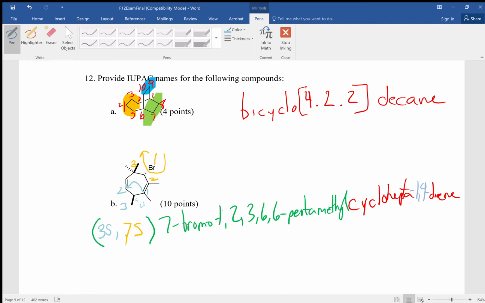Again, you could do the E and Z nomenclature as well. If you did that, you would get 1Z and 4Z, but because this is within a ring, we don't need that here.